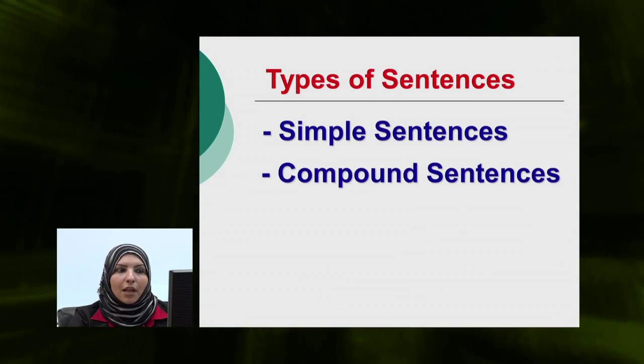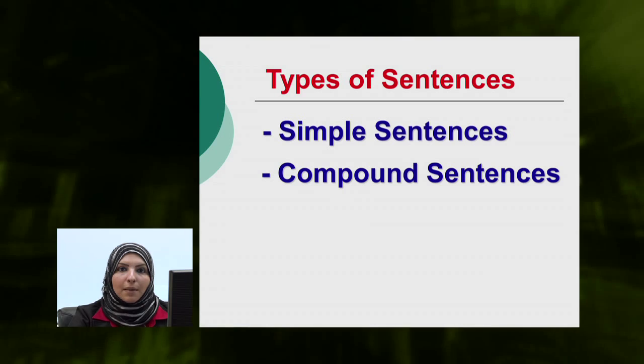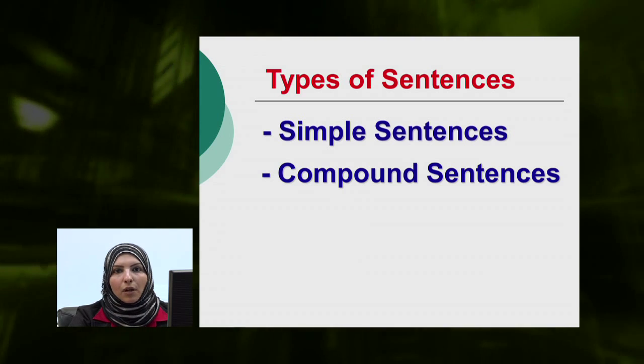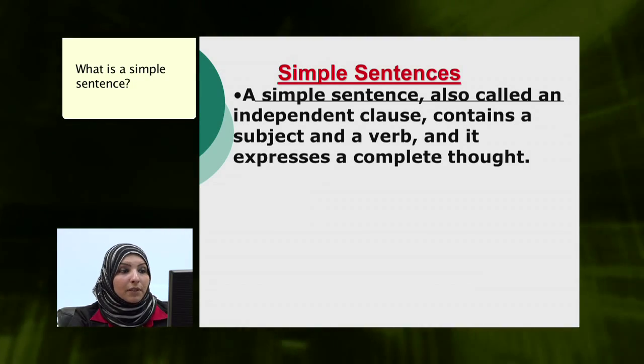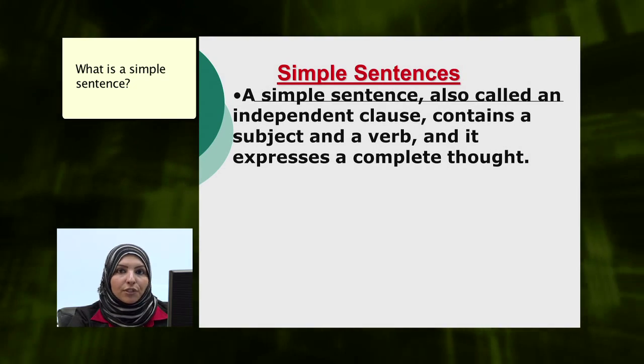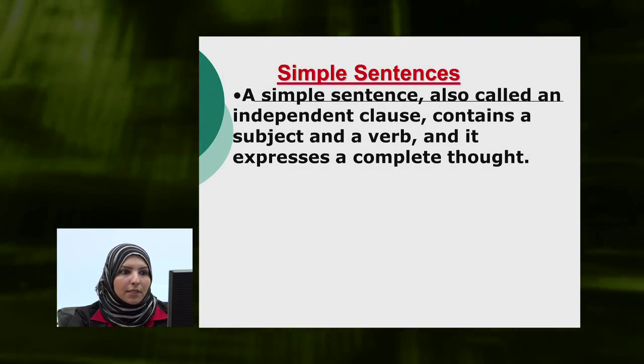There are different types of sentences. There are simple sentences and compound sentences. But what's the difference between them? Now, let's start by talking about simple sentences. A simple sentence, also called an independent clause, contains a subject and a verb, and it expresses a complete thought. In the following simple sentences, subjects are in blue and verbs are in green.